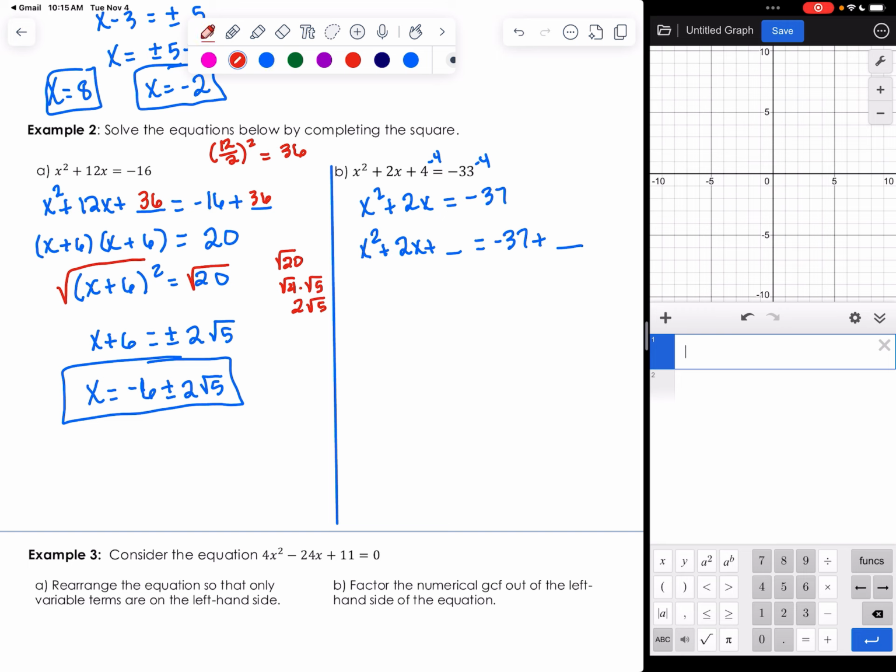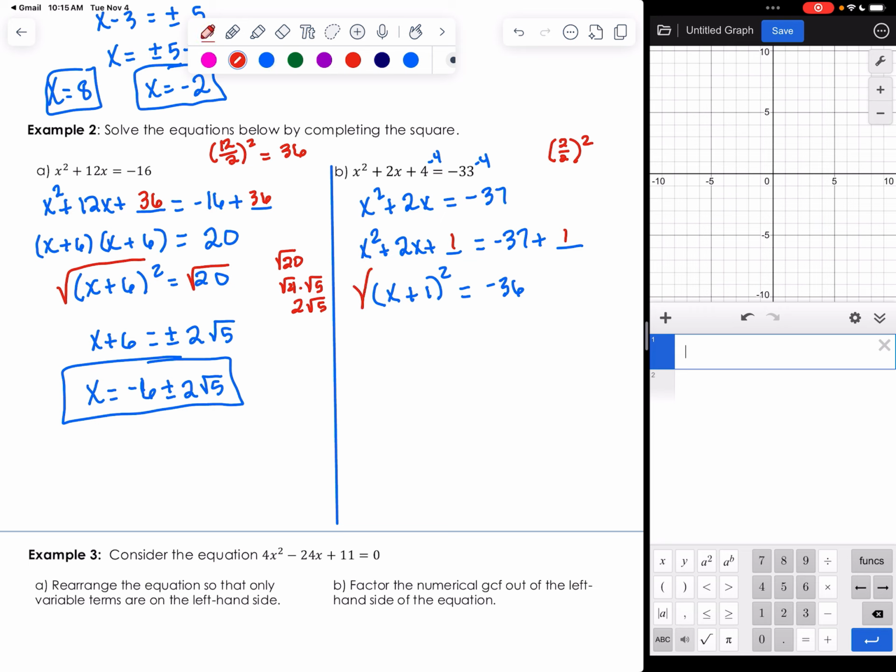So now we can create a perfect square trinomial that we can add that number to both sides. So remember, to do that, you're taking your middle term, dividing it by 2, and squaring it. So 2 divided by 2 is 1, and 1 squared is 1. So we're adding 1 to both sides. All right. Now that we have a perfect square trinomial, we can write that as a binomial squared. So the square root of x squared is x. The square root of 1 is 1. So this is (x plus 1) squared. And on this side, negative 37 plus 1 would be negative 36.